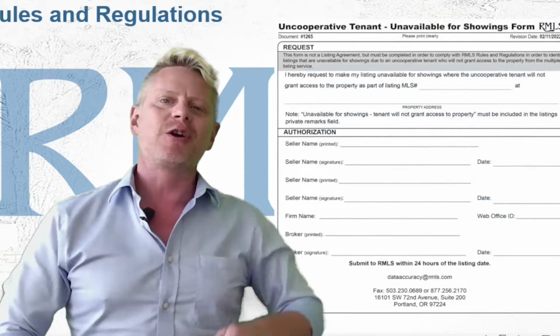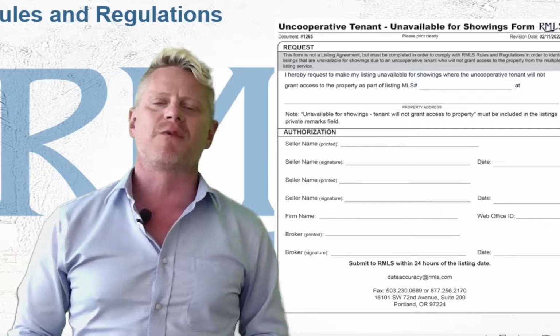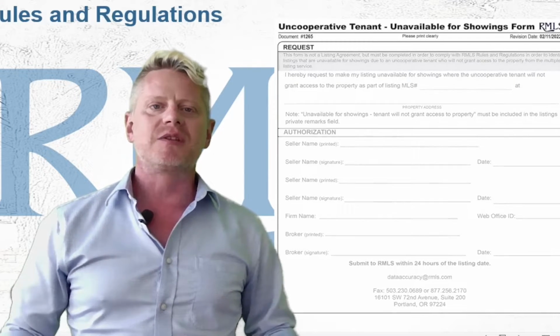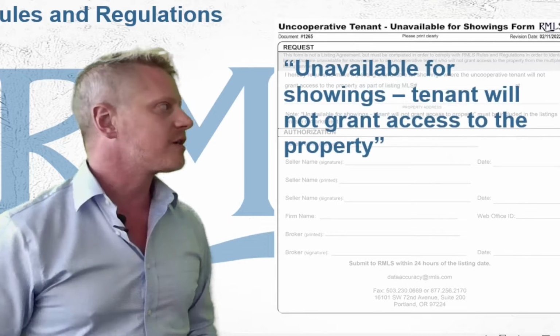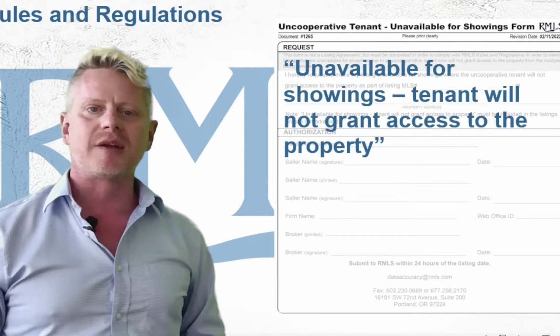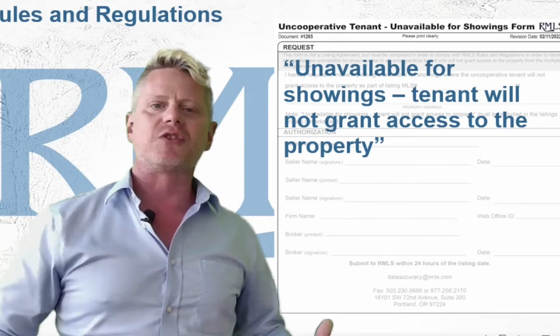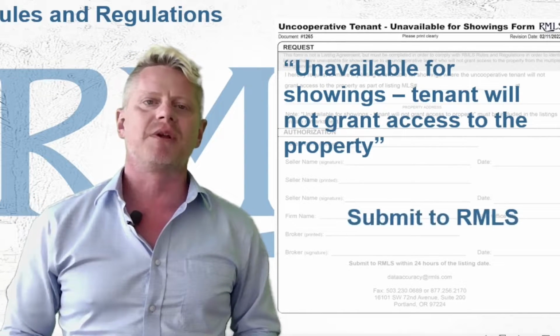Unless the uncooperative tenant unavailable for showings form has been filled out. Once your client signs this form, you simply need to include in the private remarks that this is unavailable for showings, tenant will not grant access to the property, and then within 24 hours, submit the form to RMLS.